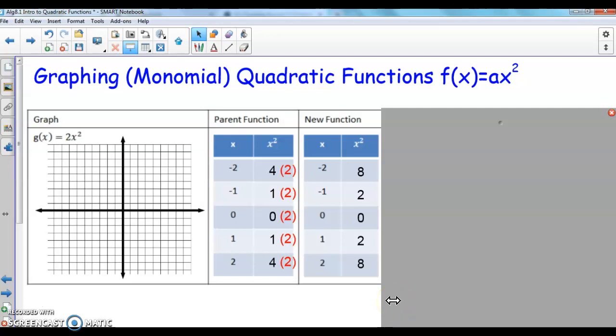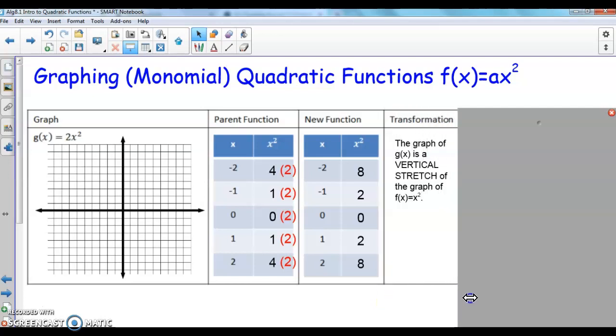Now that you have the new function, you can describe the transformation that's happening to your quadratic function. Since the value of a is 2 and it's greater than 1, then we say the graph of g of x is a vertical stretch of the graph of f of x is equal to x squared.